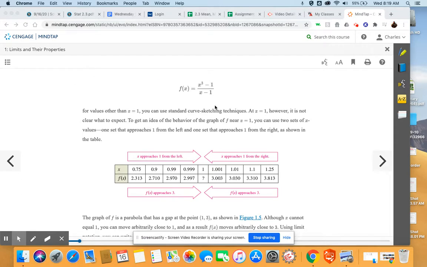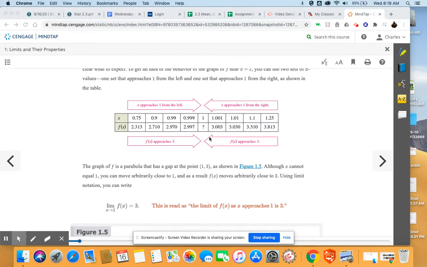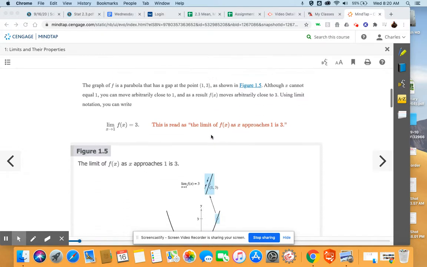We know from our knowledge of domain that we cannot plug a 1 into this function and get an actual answer. 1 minus 1 gives us the 0 denominator. So we cannot plug 1 into this function. So one way you could think of this is, what would the answer be if we could plug 1 in? Since we're getting closer and closer to 3 from both directions, we're kind of predicting what that value would be, even though it does not actually exist.